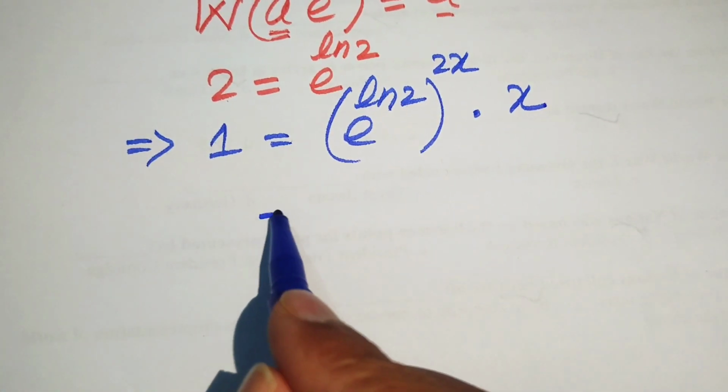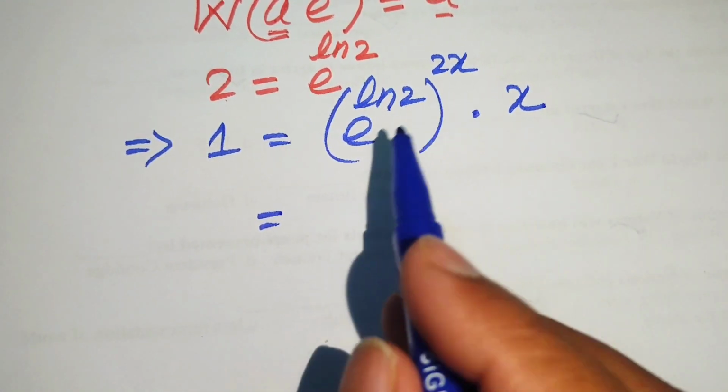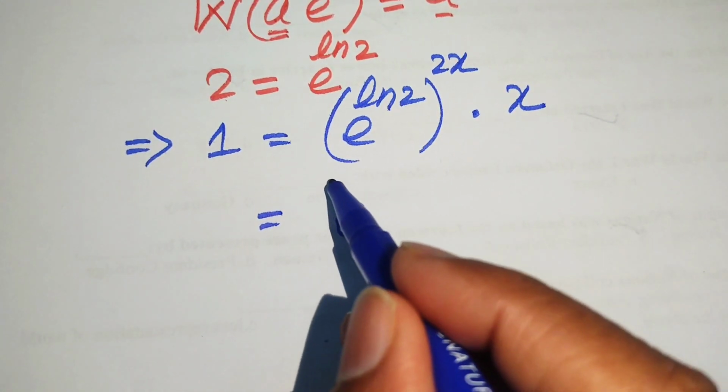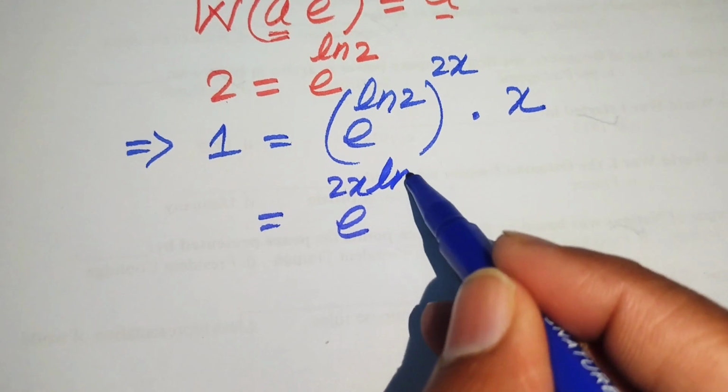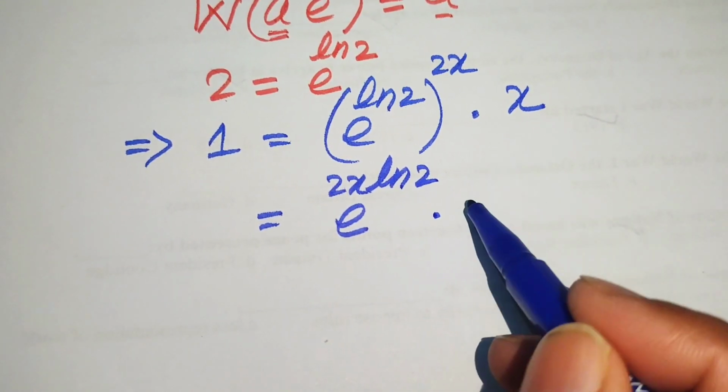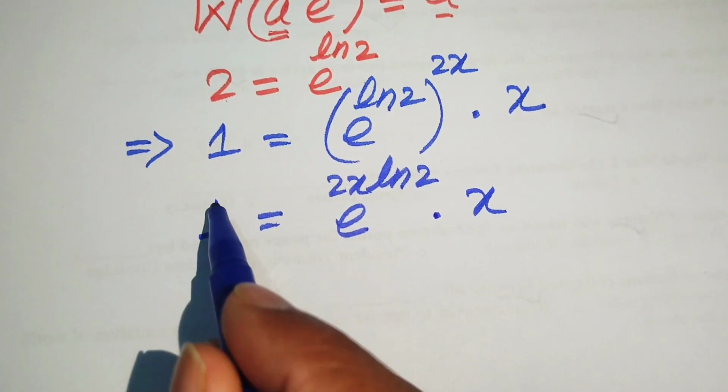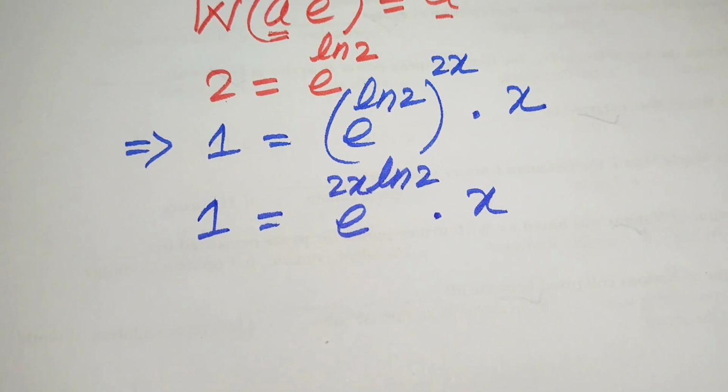After applying the exponential law, we multiply these two exponents here, and you obtain e to the power of 2x into log 2, multiplied by x, and in the left hand side we have only 1.